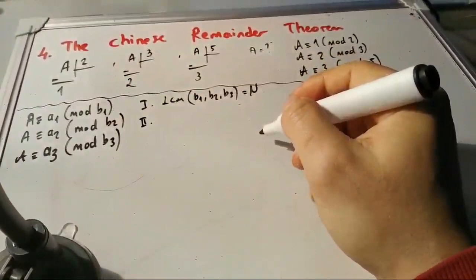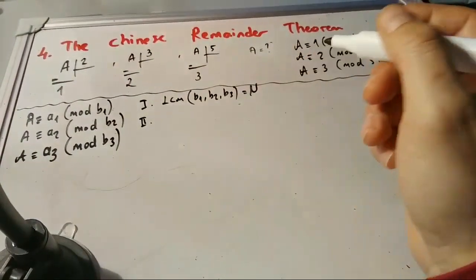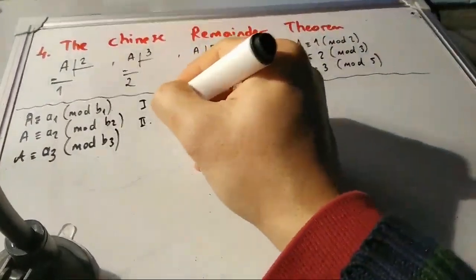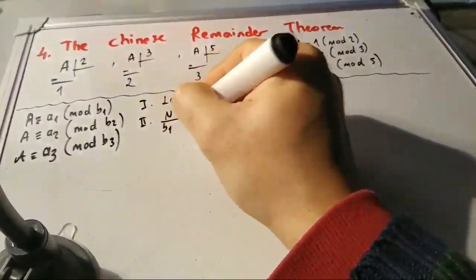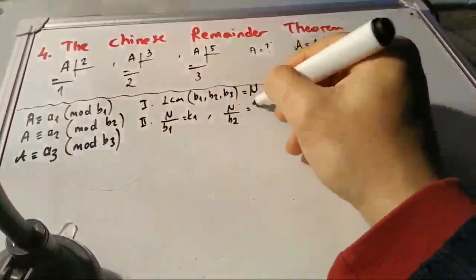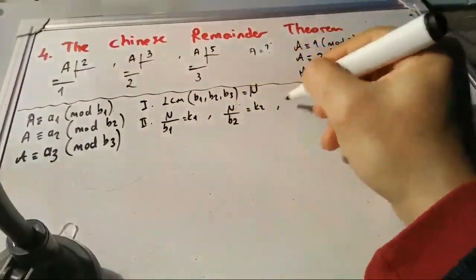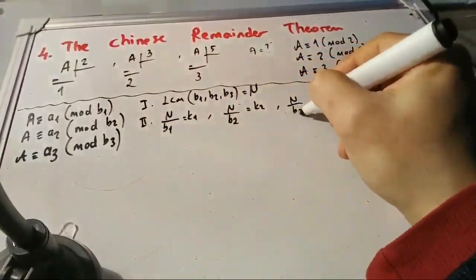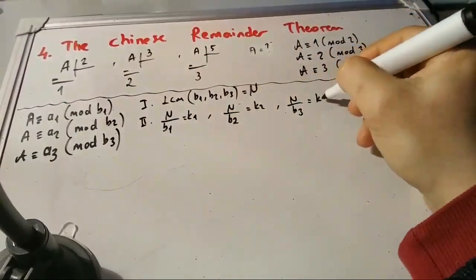For the second step, we have to find k1, k2, and k3. N over b1 will give us k1, n over b2 is k2, and when we divide n by b3, the answer is k3.